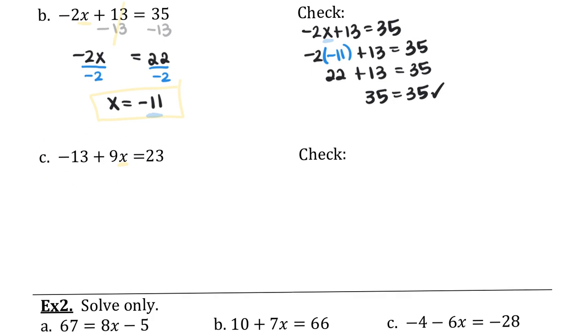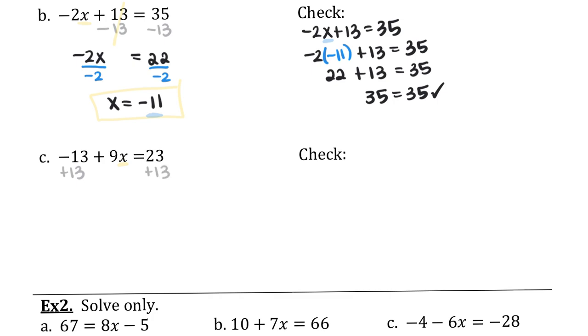Okay, now I want to cancel whatever's being added or subtracted first. The 9x means it's being times, so leave the 9 alone. I want to get rid of the negative 13 because it's being added to 9x. Since it's a negative 13, to cancel it, I will use a positive 13. If you do it on the left, you do it on the right.